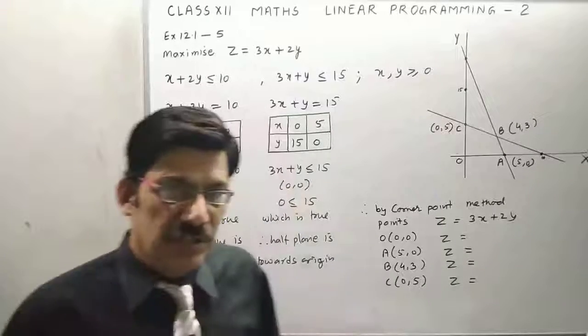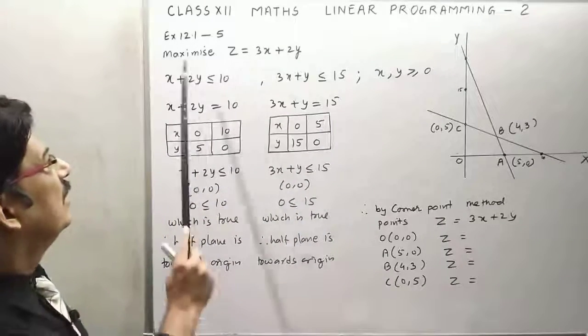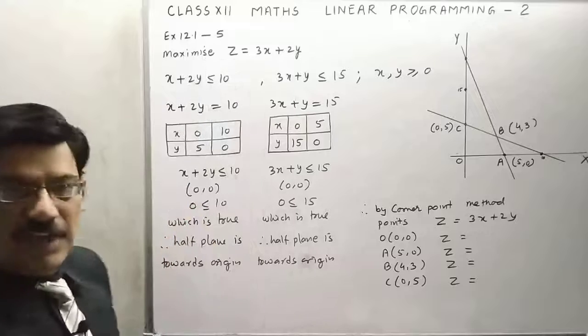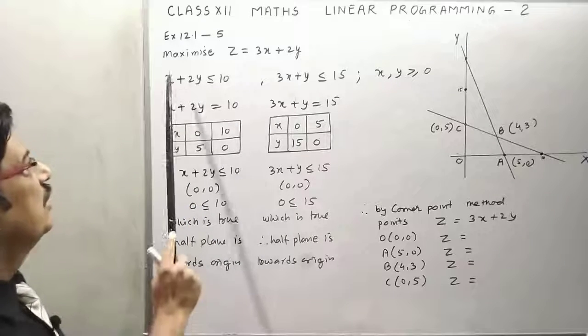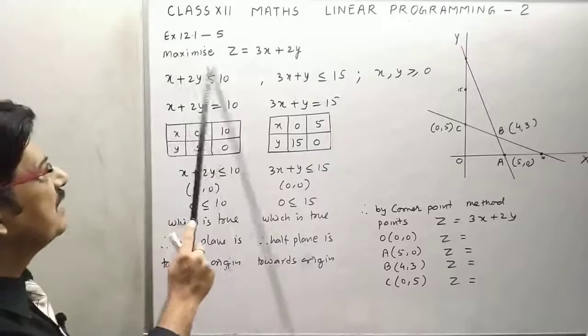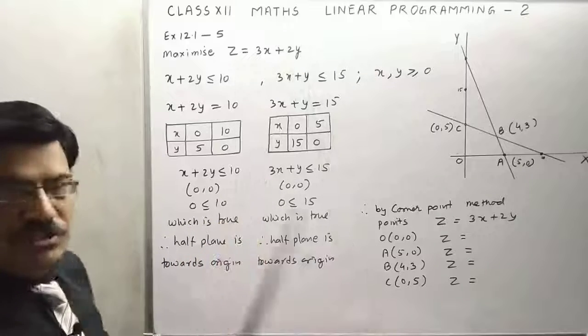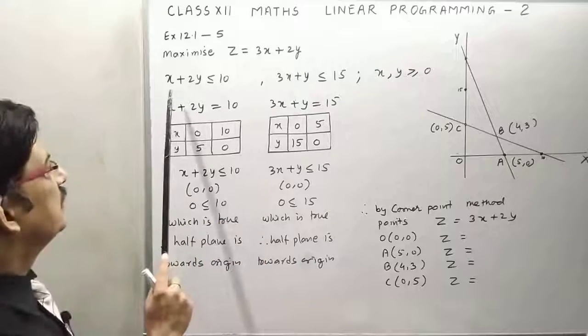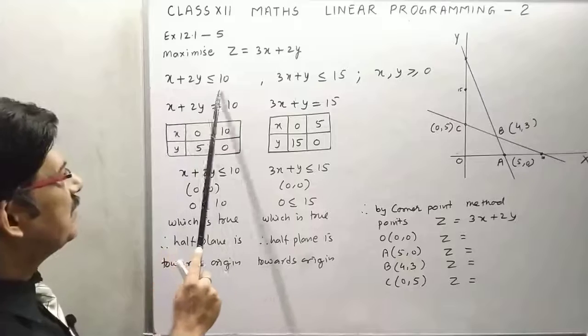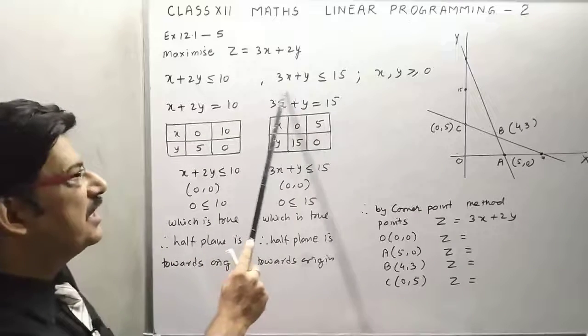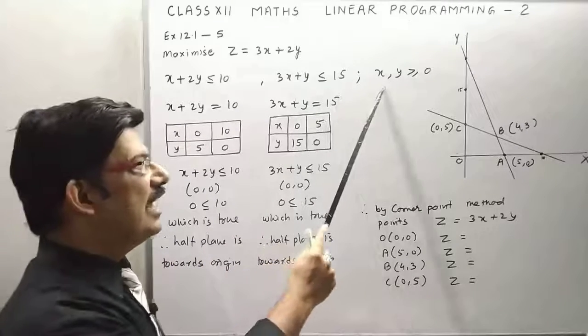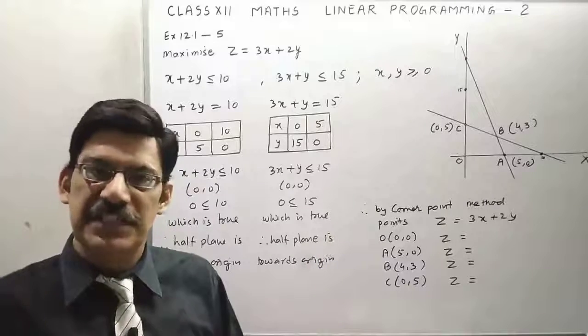Students, today we will take example exercise 12.1 question number 5. In this question, the given objective function is maximize Z = 3x + 2y, subject to the given constraints x + 2y ≤ 10, 3x + 5y ≤ 15, and this is the non-negativity restriction.